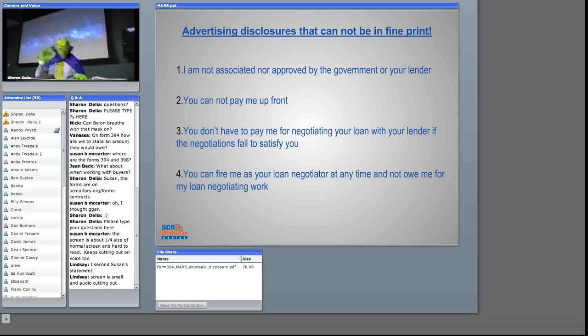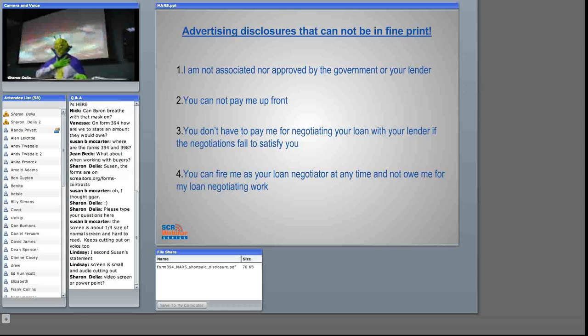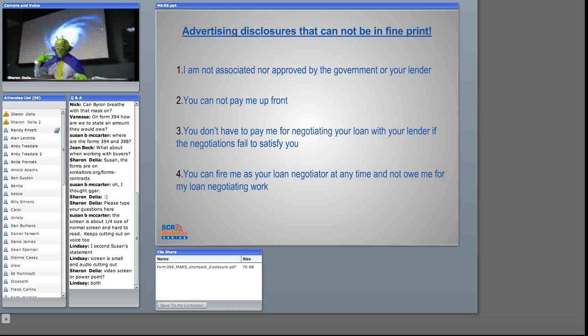But if you're doing that, you also make in your radio ads, your TV ads, your web ads, your print ads, these disclosures: I'm not associated with the government, I'm not approved by the government or your lender, I make no guarantee that we'll get this short sale to work out, and you need to keep making your payments. You could lose your home to foreclosure or damage your credit rating, and you can fire me at any time if you don't accept the bank's offer, or you don't like my services. You can fire me for my MARS work, my short sale negotiation work, and walk away and not owe me anything, no upfront fees.